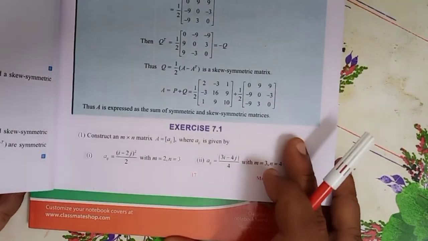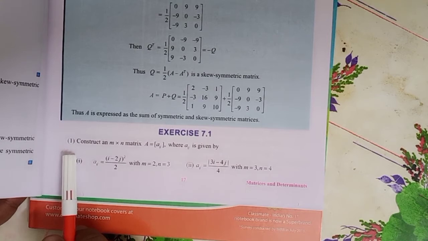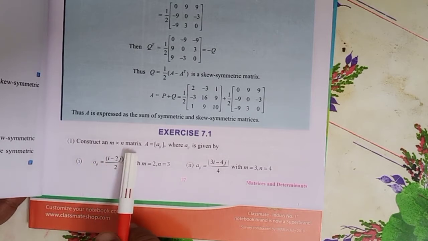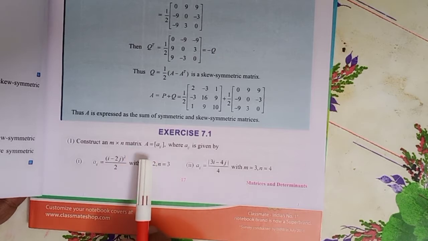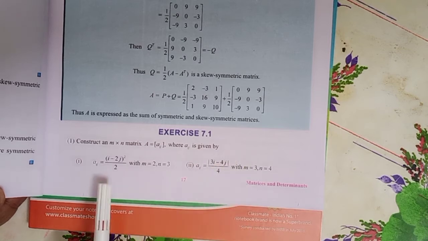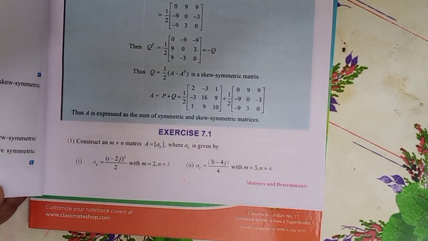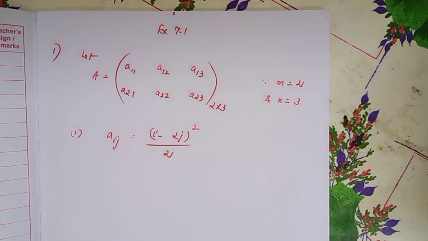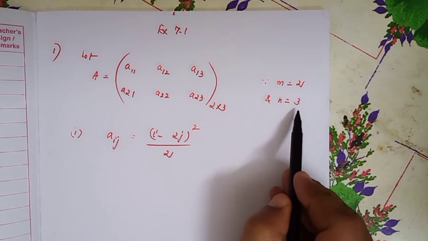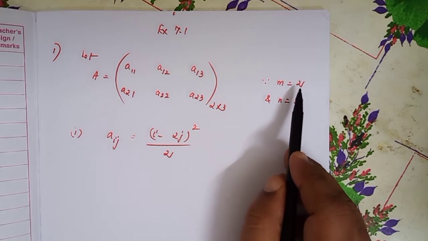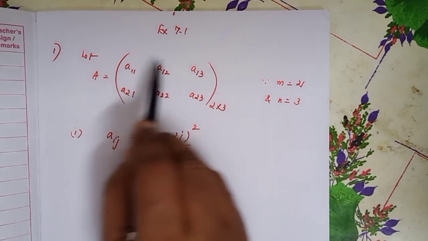7.1 problem number 1. Construct an m cross n matrix, m by n matrix. In general, A equals A ij, where A ij is given by. Totally we have two subdivisions. We can do one by one. First you are asked to construct m rows n columns. Here m equals 2 and n equals 3 is given in subdivision number 1. That means 2 rows 3 columns. 2 rows 3 columns is a general matrix.